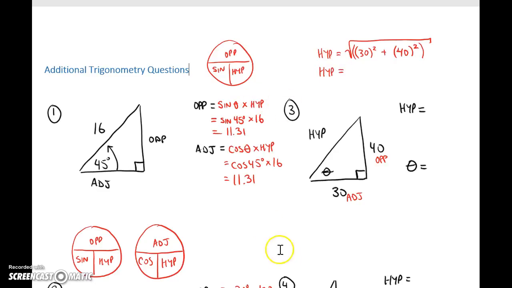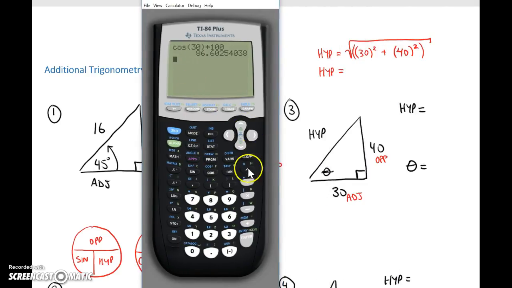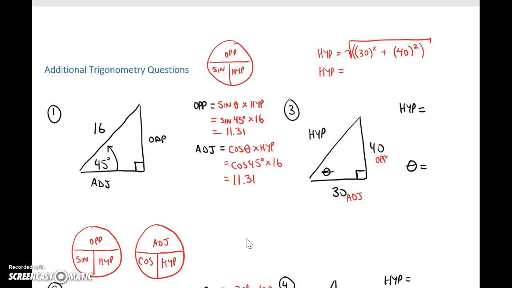Okay, so let's use a calculator here. What do we got? We got second function square root for my calculator. I'm going to do double brackets. I got 30 squared plus 40 squared, close brackets, equals 50. Well, it better be 50 because that's a 3, 4, 5 triangle, right? So 3, 4, 5 relationship.